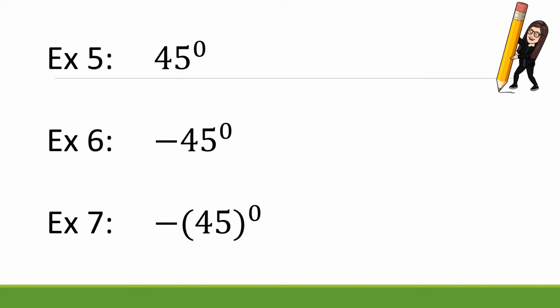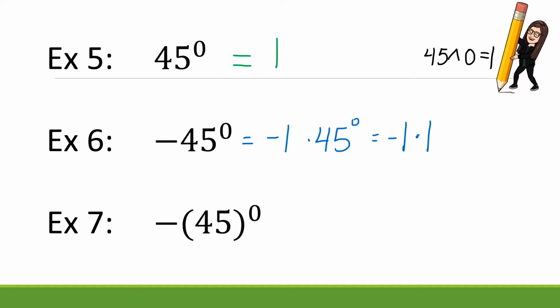All right. Key thing we also have to keep an eye out for is negatives. All right. 45 to the 0 power is 1. Now, if you ever forget this rule, guess what? Your calculator will help. If you type in 45 to the 0 power equals, it's going to give you 1. But take a look at example 6. See how this is different? That negative is not included under the exponent. So it's almost like I have a negative 1 times 45 to the 0 power. So that's like negative 1 times 1, because 45 to the 0 power is 1. So we actually get negative 1 for an answer.